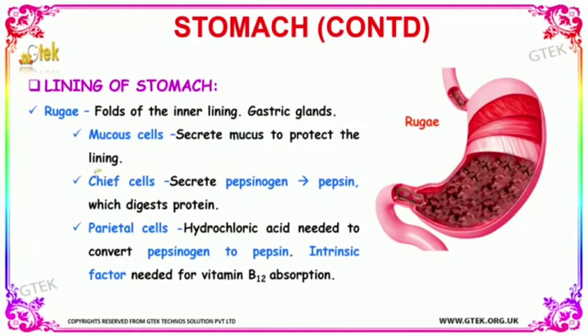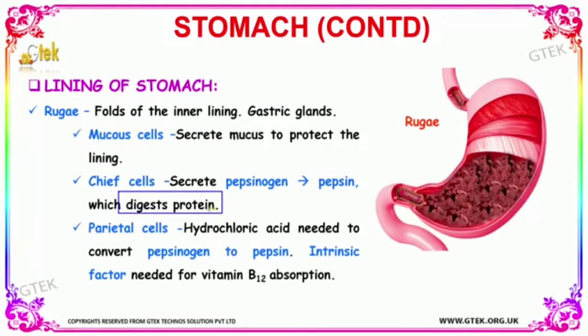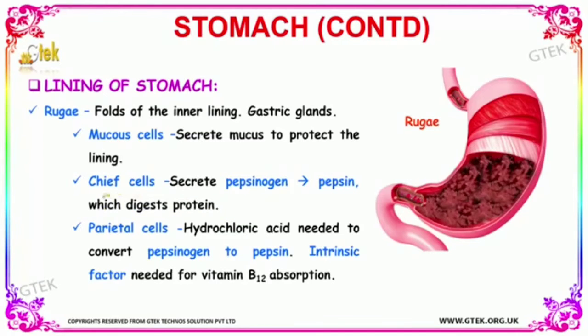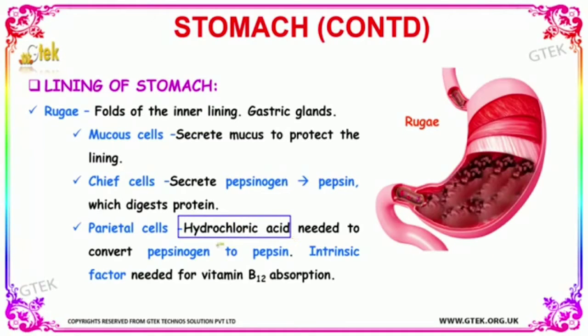Your chief cells will secrete pepsinogen, which converts into pepsin. This pepsinogen that is converted into pepsin will help in protein digestion. So the protein digestion is done by the chief cells in major. Your parietal cells will produce the hydrochloric acid that is needed to convert your pepsinogen to pepsin.